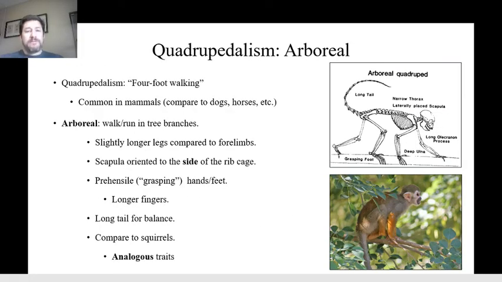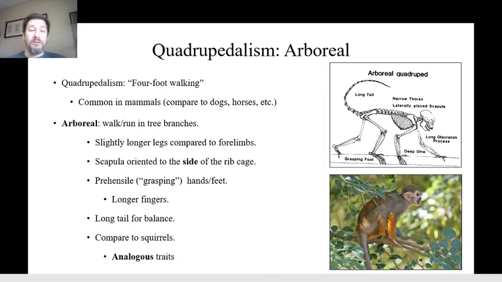Okay, then we have quadrupedalism, walking on 4 feet. And quadrupedalism can be divided into a couple of sub-versions, and so we'll look at the differences between those versions. So what's quadrupedalism? It just means 4-foot walking. It's the common locomotion method seen in most mammals, so think about a dog or a horse. Those are quadrupeds, right? And so there are primates that essentially use that same locomotion method, even if their body is built a little bit differently.